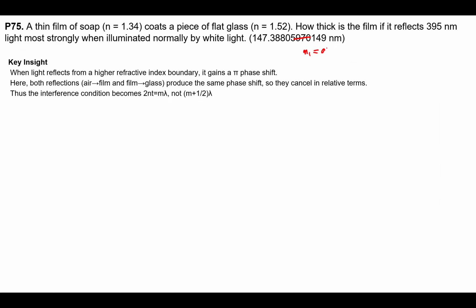n1 equals air, which is 1. And then there is the soap, n2 is 1.34. And then there is the glass, n3 is 1.52. So this is very similar to the anti-reflection coating.